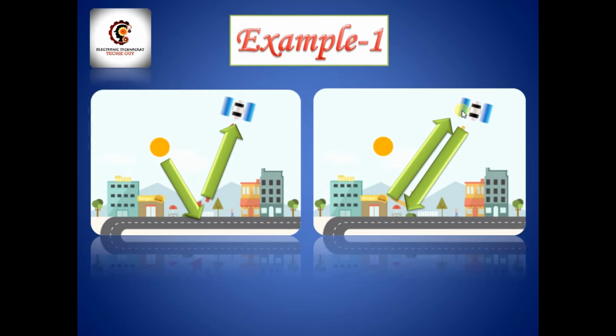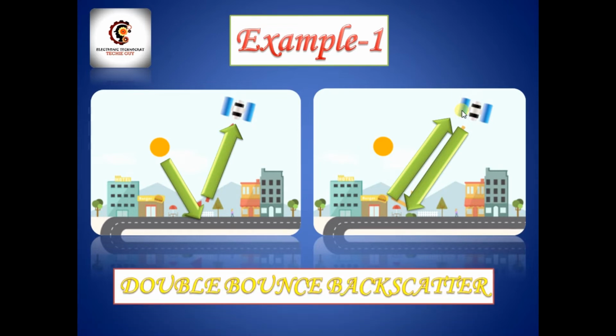This is the first example. Yes, and this example is called double bounce backscatter, because as you can see, this is double bouncing here. The satellite is throwing the light waves and is getting those light waves again after reflecting back. This phenomenon is called double bounce backscatter.